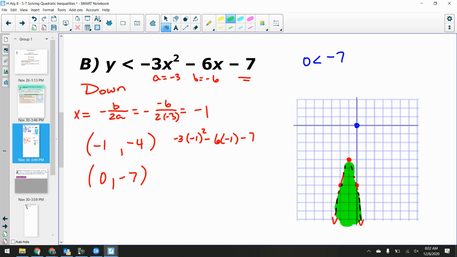Okay, so this is graphing them. But what if I replace a number with the y value, right? What if I said that like 5 was less than -3x squared minus 6x minus 7? Or what if I replaced it with an expression like 2x plus 5 is less than -3x squared minus 6x minus 7? How would we solve it that way? How would we solve algebraically? Well, I can solve those things in two different ways. I could solve it by graphing, and I'm going to show you how to do that on your graphing calculator, or I could solve it algebraically.